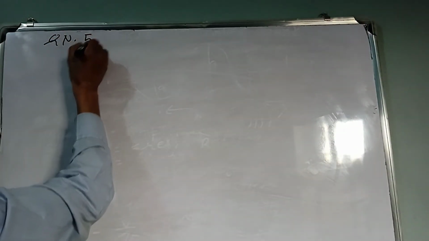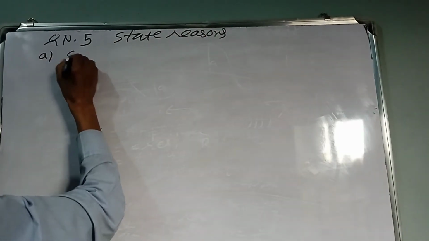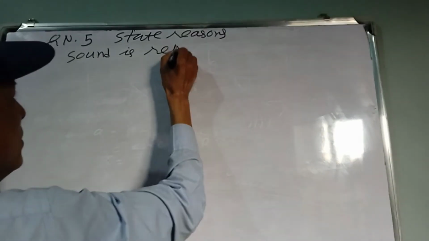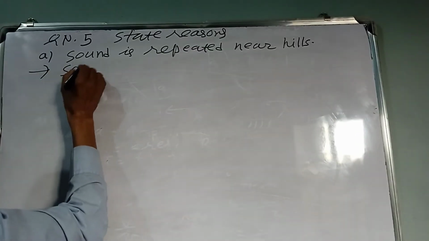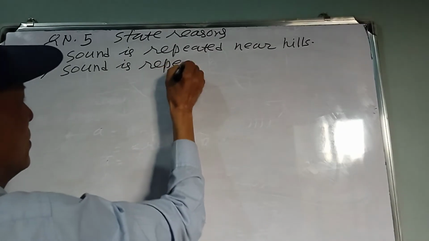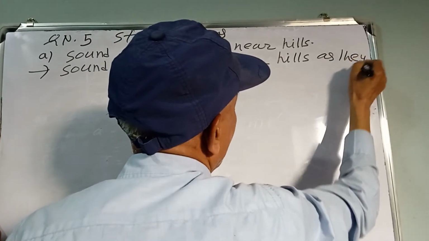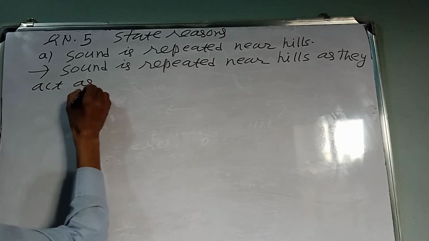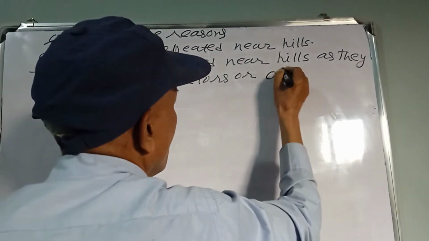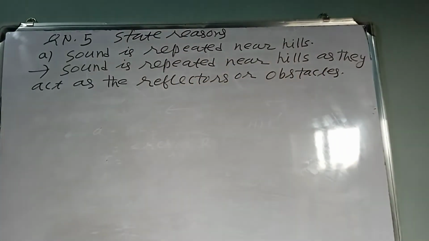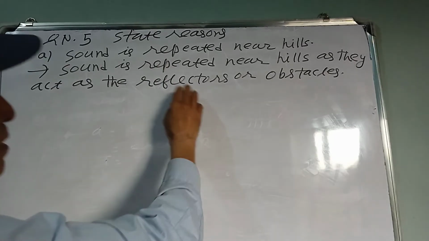Question number 5. State reasons means scientific reasons. Number 1. Sound is repeated near hills. This is the question. Answer. Sound is repeated near hills. Why? As they, here they means hills, act as reflectors or obstacles. In the same way, if you go to a den or cave, sound is reflected more. Jungle ko bichma bhayeko cave or the den ma gaye bhane sound prashna sunincha.